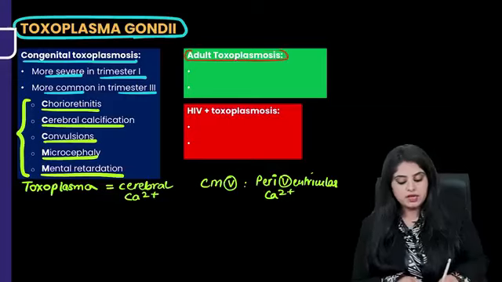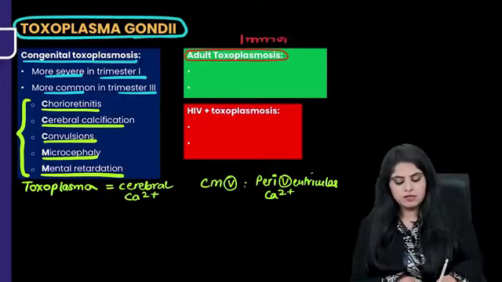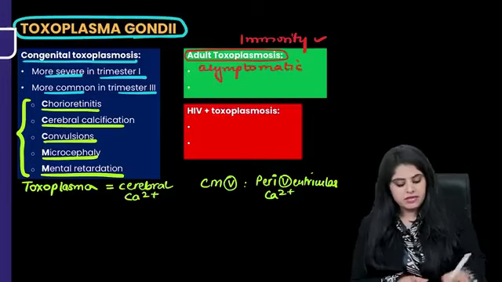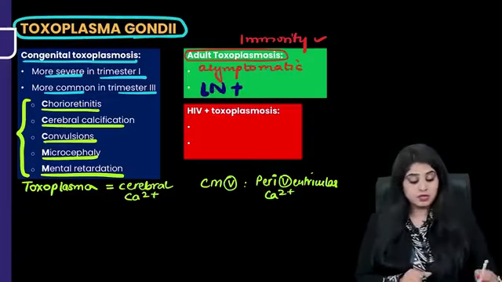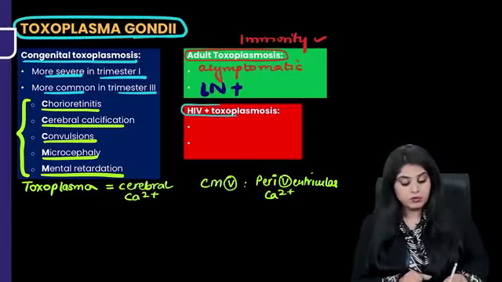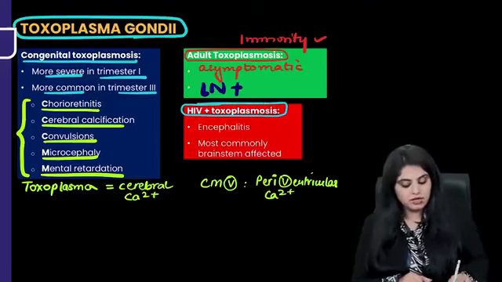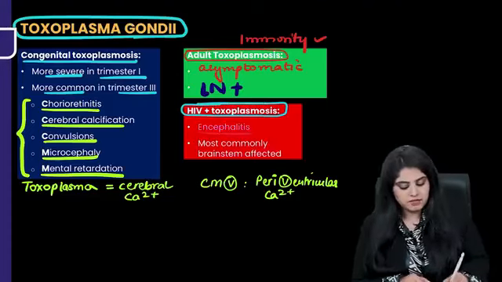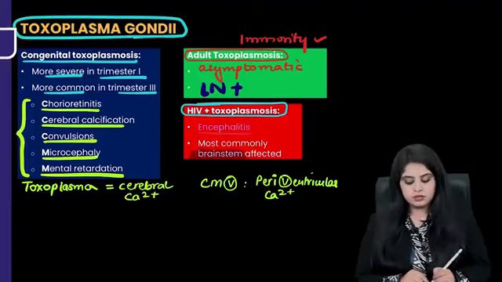When it happens in an adult who is fit and fine, immunocompetent, agar immunity is good enough, I'll put a tick mark, immunity is good enough, so most of them can fight it off. It is going to be an asymptomatic infection. If at all something has to happen, maybe some lymph node will be enlarged and that's about it. But when it involves an immunodeficient person like HIV, so brain involvement hota hai, and they ask you what happens in the brain? Encephalitis. And what is going to be the most common part affected? It is the brainstem which is most commonly affected. That is the question that you get.